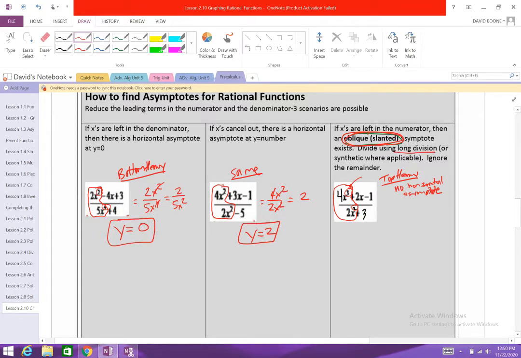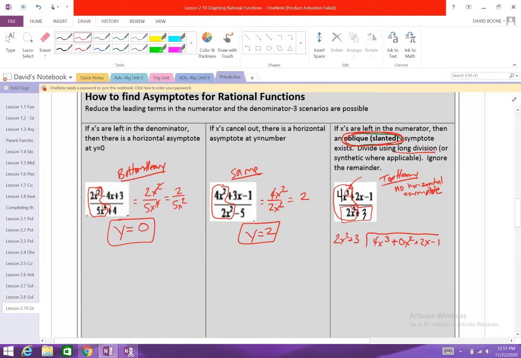But you could use synthetic if I was dividing by a linear factor. But in this case here, you can see I'm not dividing by a linear factor, I'm dividing by a quadratic factor. So we're forced to use long division here. So I'm going to take that 2x squared plus 3, and I'm going to divide it into that numerator, which is 4x to the third. And oops, got to watch out here. We're missing a term, because we've got to make sure we have that placeholder. So plus 0x squared, because we don't have a squared term, and then plus 2x minus 1.